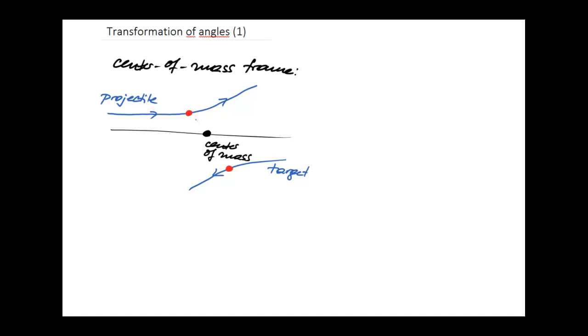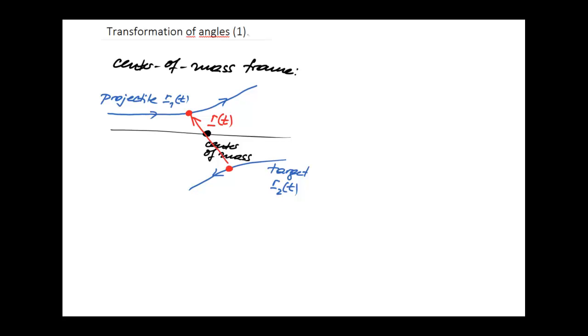Then the relative coordinate is this vector here, little r of t. And this is the relative coordinate that we used in the description of the effective one-body problem. If we have the origin of our coordinate system in the center of mass, then the projectile has position r1 of t, the target has position r2 of t, and the difference between the two is the relative coordinate r of t.